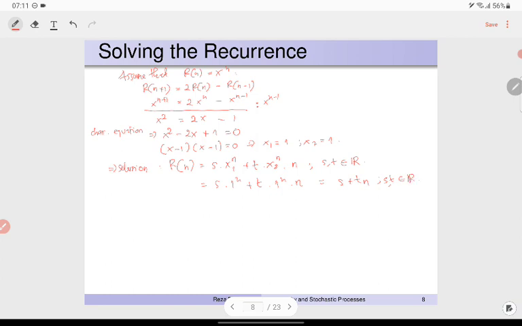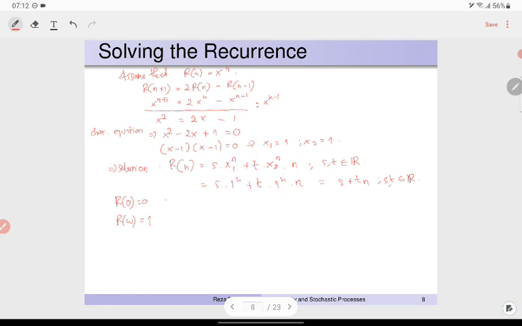Now, what we don't know are s and t. These are basically the coefficients of the linear combination, and we have to find them. How do we find this? Well, we can use the boundary conditions, the fact that R0 is equal to 0 and R_W is equal to 1.